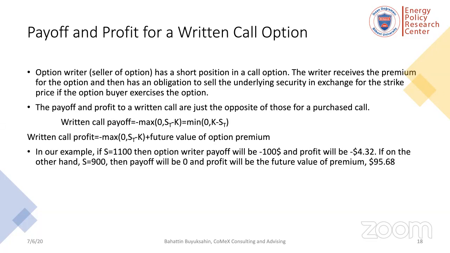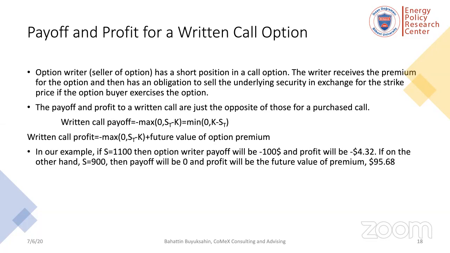The payoff and the profits to a written call are just the opposite of those for a purchased call. In the case of payoff, it is just minus the maximum of 0 and spot price minus K, or the minimum of 0 and the difference between strike price and spot price. And the call profit, of course, is the minimum of 0 or strike price minus spot price, plus the future value of option premium.